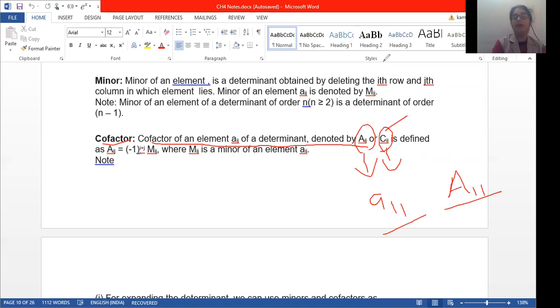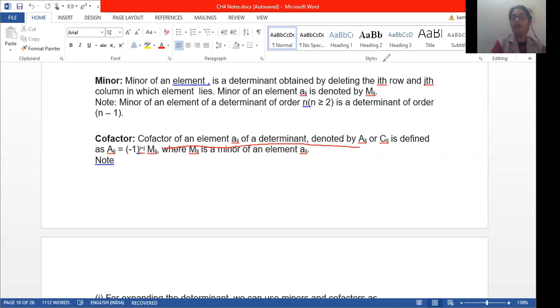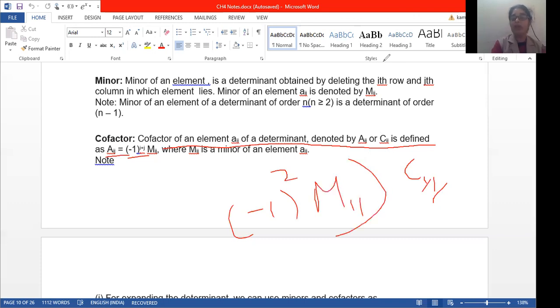So the cofactor of an element Aij of a determinant, denoted by Aij or Cij, is defined as minus 1 to the power of i plus j times Mij. Like if you are calculating C11, it will be minus 1 to the power of i plus j, that is 1 plus 1, which is 2, times M11. So if you know how to calculate M11, it is very easy to calculate cofactors. Clear? So minor and cofactors, I think it must be clear.